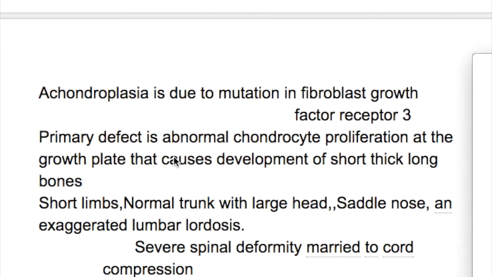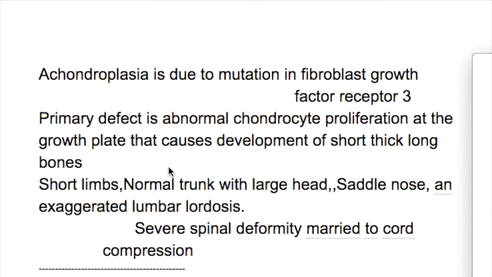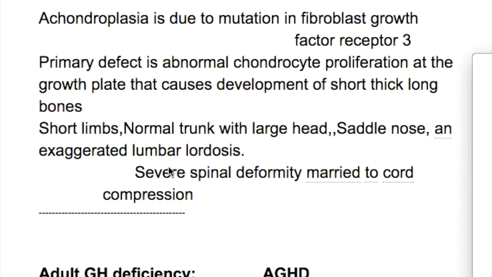The primary defect is abnormal chondrocyte proliferation at the growth plate that causes development of short, thick, long bones. Clinical features are short limbs with normal trunk, large head, saddle nose, and an exaggerated lumbar lordosis. Severe spinal deformity may lead to cord compression.